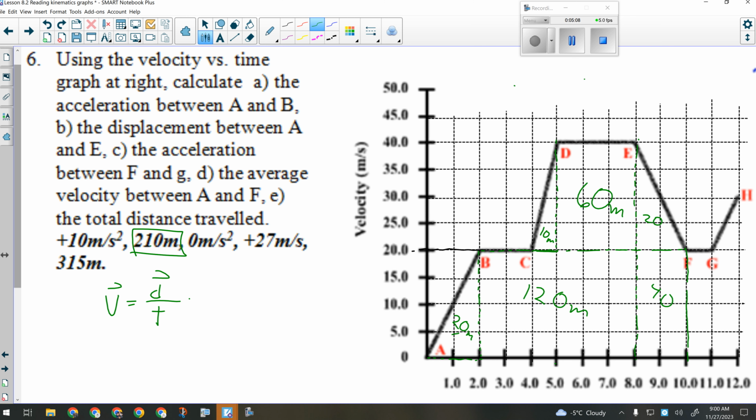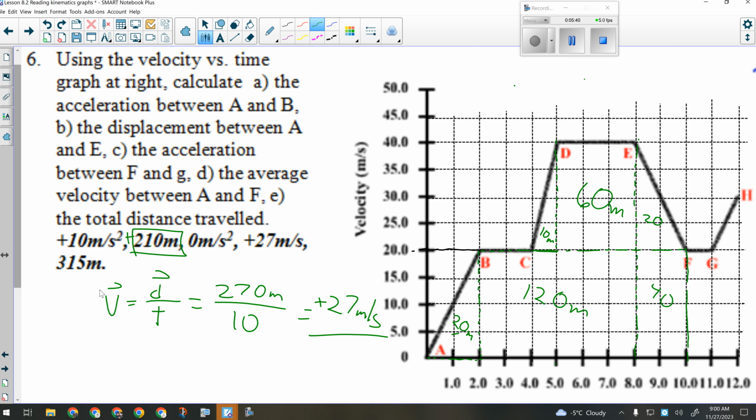All right, so 270 meters divided by 10 seconds, it looks like. So that's going to give me positive 27 meters per second. Is the positive important? Yes. Velocity is a vector quantity. In fact, this should also be positive. Displacement is a vector quantity as well.